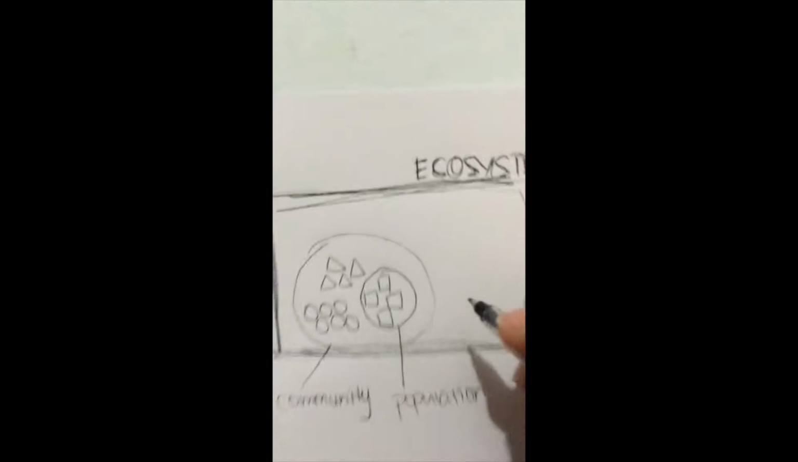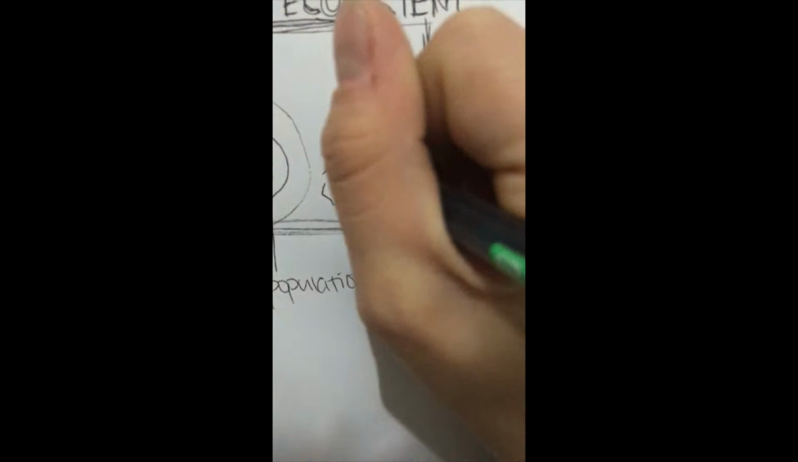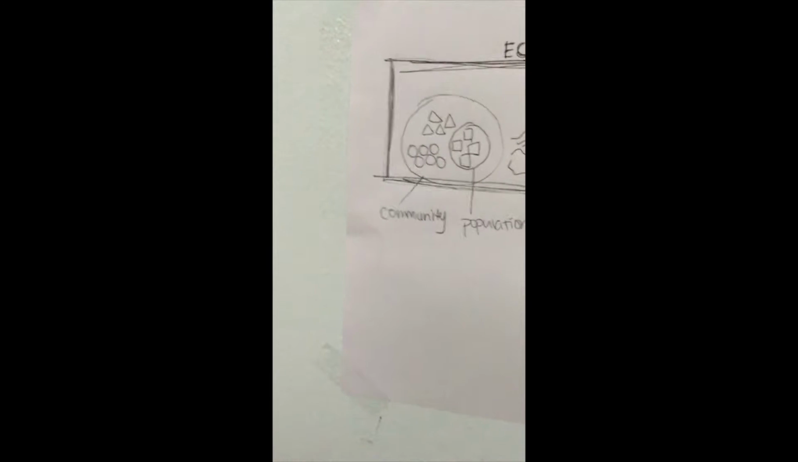To continue, we're going to talk about the abiotic factors, which are things like rocks and water. They form part of the ecosystem because they provide the biotic factors with inorganic nutrients that they can't obtain themselves.